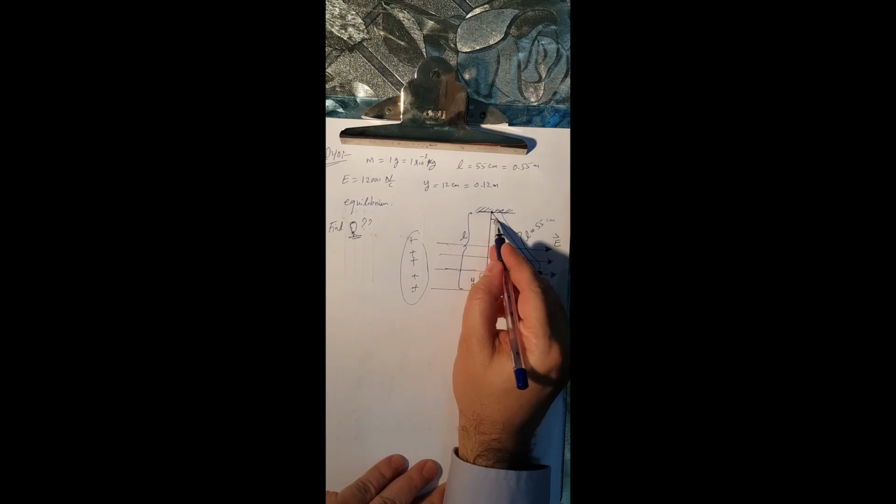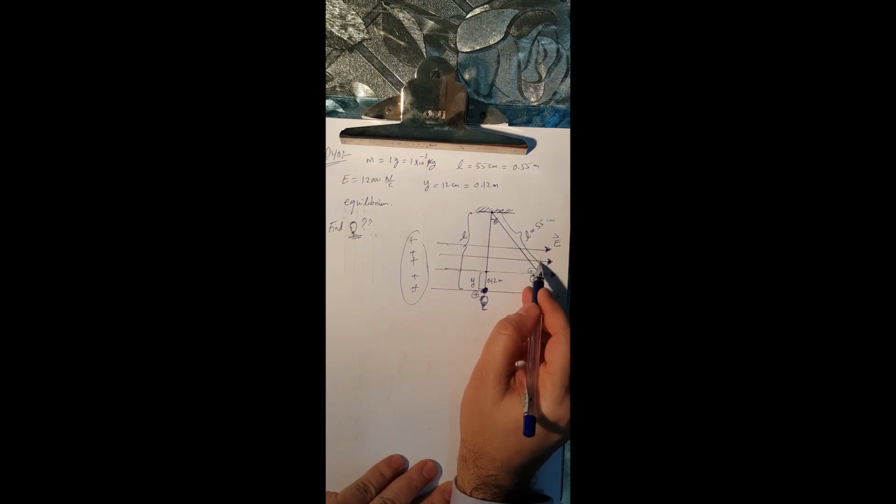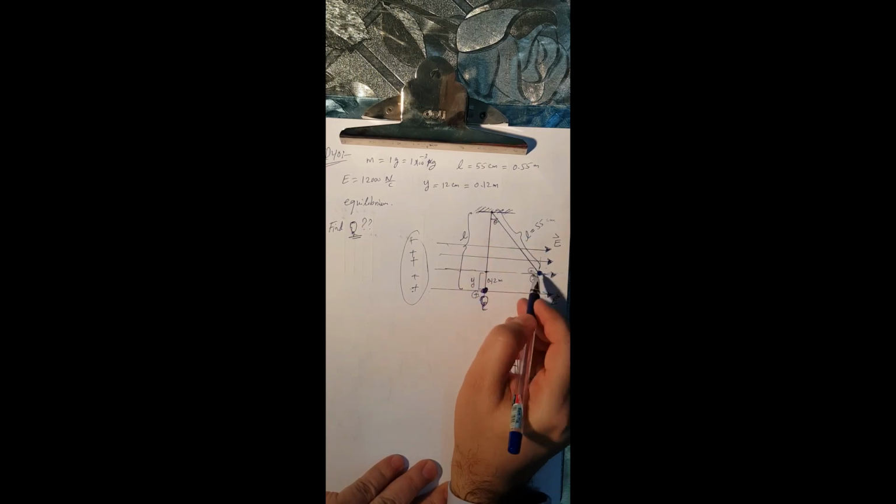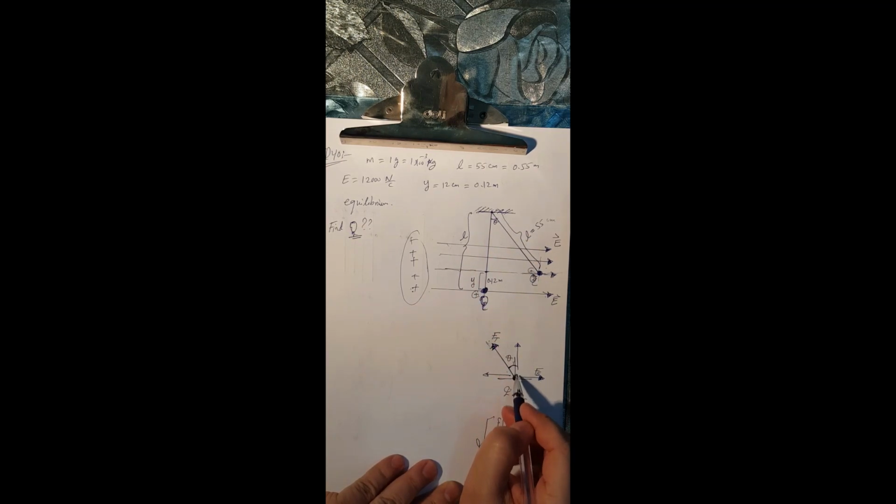Now if this angle is theta, it means the angle with y is theta this time, same angle, alternating. So this component will be Ft sine theta, not cosine theta, because the angle is with y. And here we have Ft cosine theta because the angle theta is with the y-axis. Then we can cancel Ft.